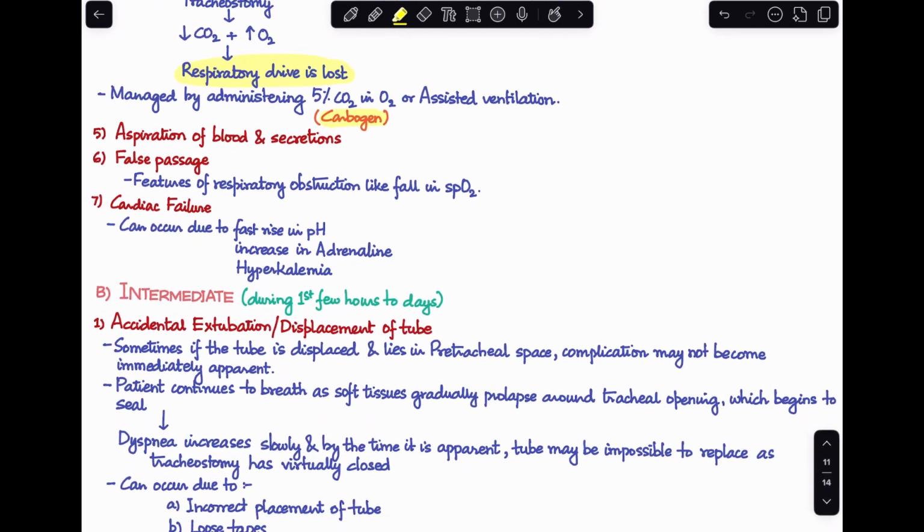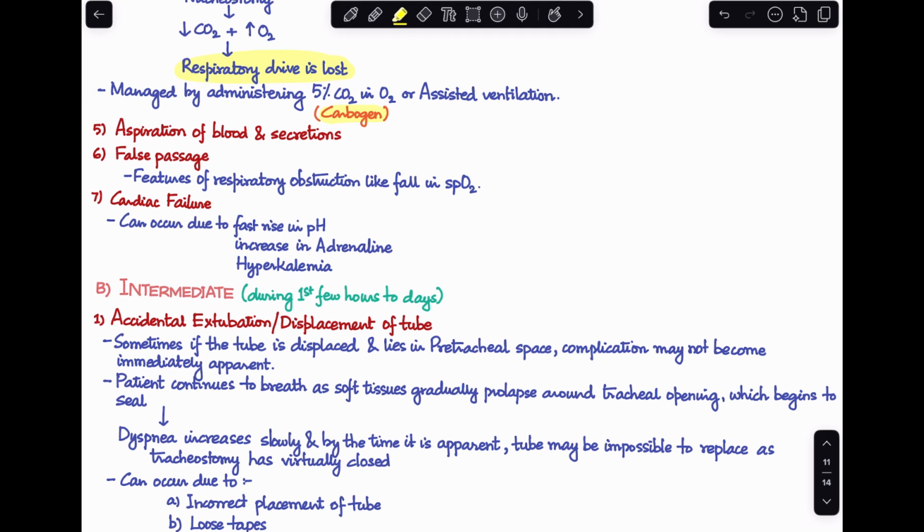Next, the patient can have aspiration of blood and secretions during the time of surgery. Even a development of false passage may occur. What is a false passage? It is when you think you are putting the tracheostomy tube into the trachea, but sometimes you can end up going laterally and develop a false passage. You may think that this is the trachea, but it is actually not the trachea. A false passage has been created.